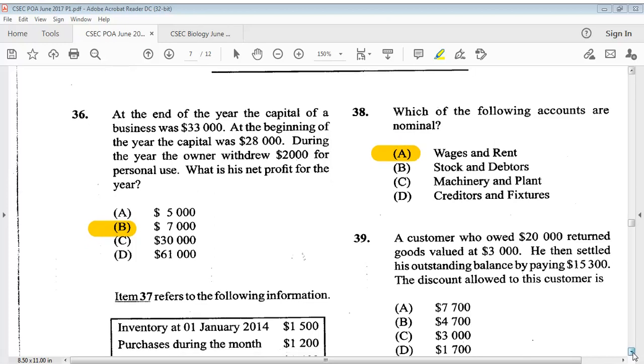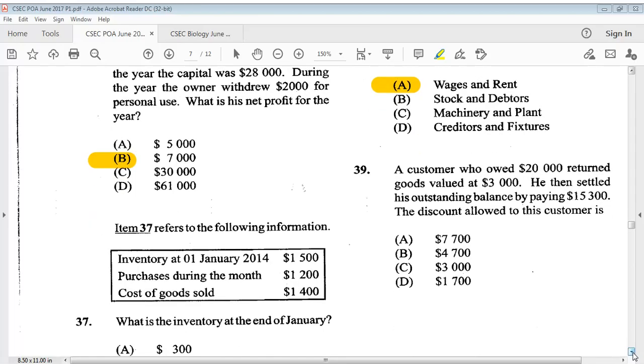Let's go to 39. It says, a customer who owed $20,000 returned goods valued at $3,000. He then settled his outstanding balance by paying $15,300. The discount allowed to his customer is, so we return $3,000 inwards. So 3,000, we deduct that from 20,000. We're left with 17,000. And then he settled his outstanding bill by paying 15,300 from that. So we less that from $17,000. So we're left with 1,700. So D is our answer.